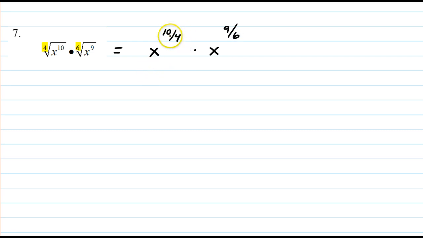And so now that we have a fraction, we can reduce our fraction and get x to the 5/2 times x to the 3/2. So now when we multiply with the same base, we add our exponents. And notice now we have the 2, so we're going to get x to the 8/2, which is just x to the 4th.